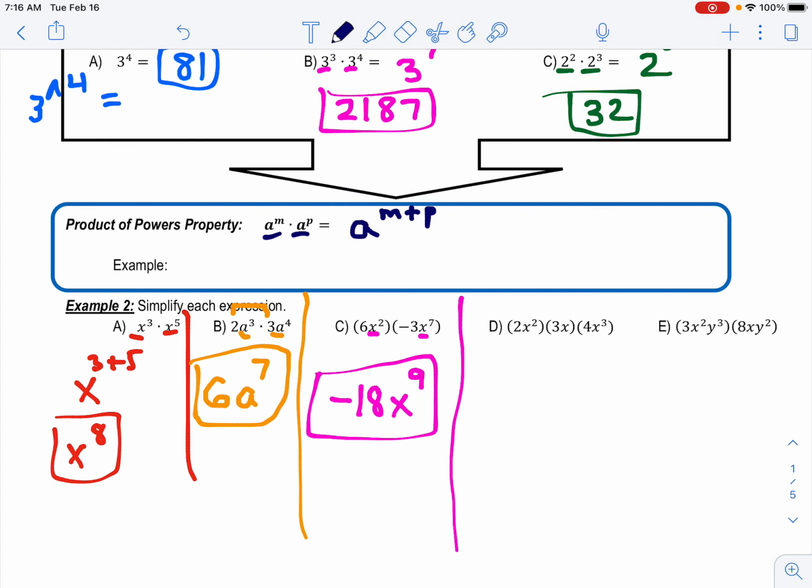Now, this time I have 3 parentheses. Notice the common base is the x in each one, but I have a 2, a 3, and a 4 in front of this. Well, 2 times 3 is 6. 6 times 4 is 24. I'm going to copy my common base of x, and now let's add the powers. Be very careful here. This x by itself here technically has a 1 there. So 2 plus 1 is 3, plus 3 more gives me 24x to the 6th.